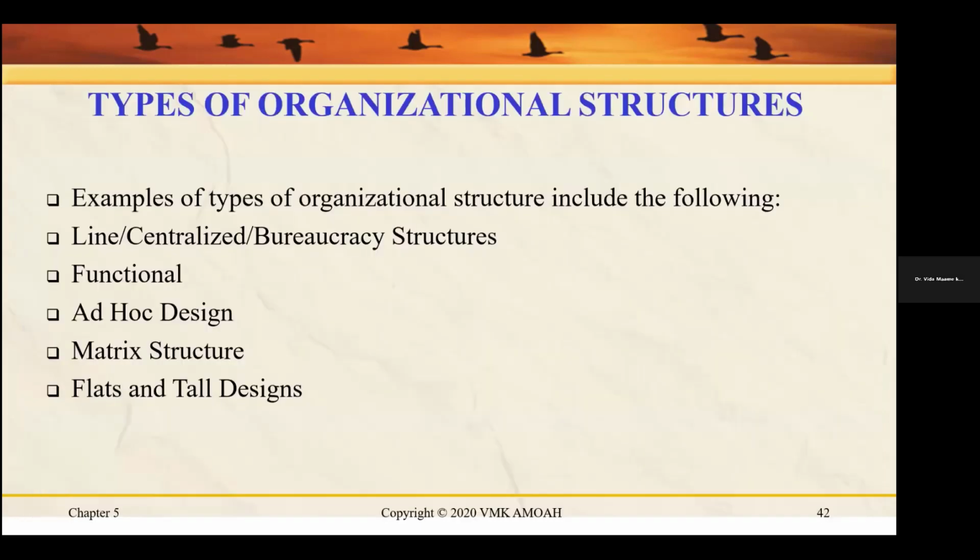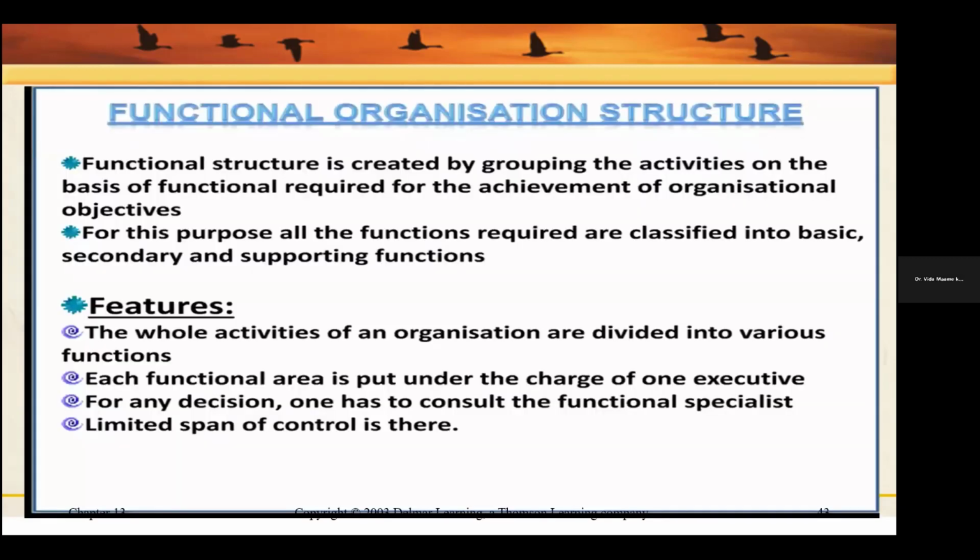So let's see the functional structure. The functional structure is created by grouping the activities on the basis of the functions required for the achievement of organizational objectives. For this purpose, all the functions required are classified into the basic functions that we need to perform, and the secondary and supporting functions. So the whole activities of an organization are divided into various functions that we are supposed to perform to achieve our unit goal or outcome.